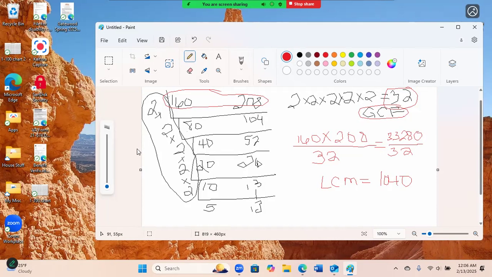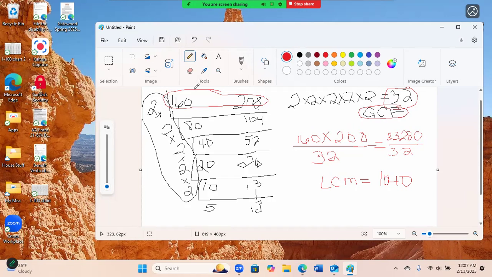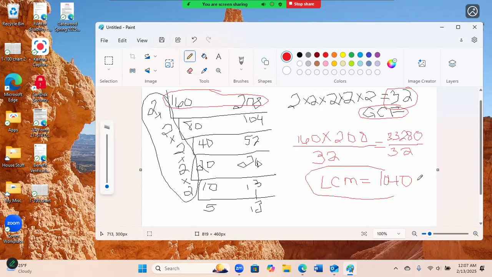So for factors, multiply all those together to get your greatest common factor. And then for your least common multiple, you're going to take your two starting original numbers, multiply those together, and then divide by your greatest common factor. And that is how you're going to come up with your least common multiple.